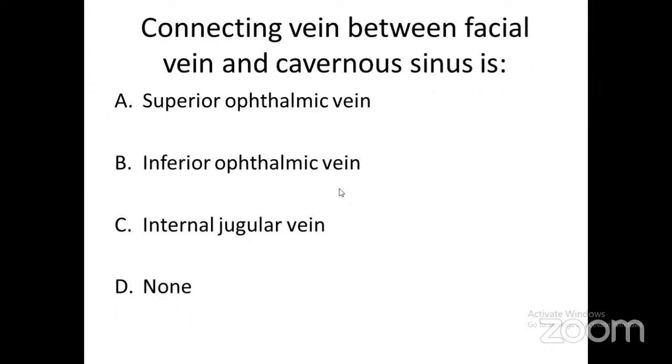Next question. Connecting vein between the facial vein and cavernous sinus is an important question. It may help in the spread of infection from the dangerous area of face via facial vein to the cavernous sinus. That we discussed. The answer should be superior ophthalmic vein. It communicates the facial vein with the cavernous sinus.